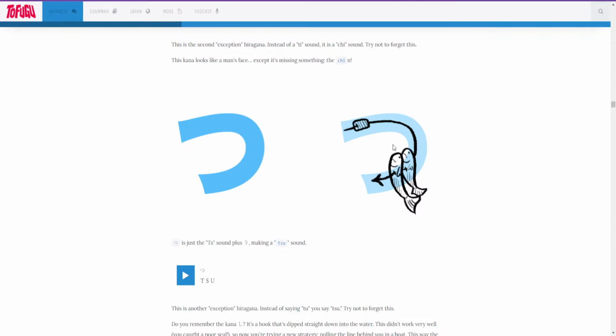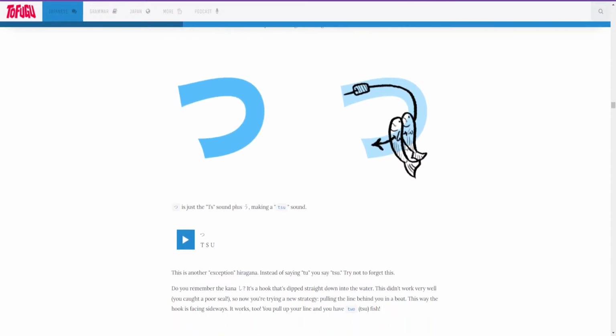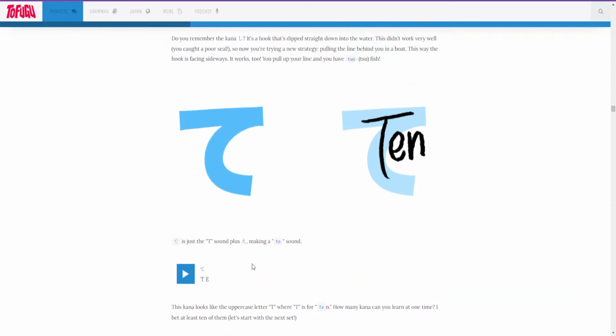Okay. And that's another way to remember it. It's almost like you're saying the word two, but the T and S sounds are together. So you call it two more fish with your sideways hook here. Two. Tsu, like tsu asui.